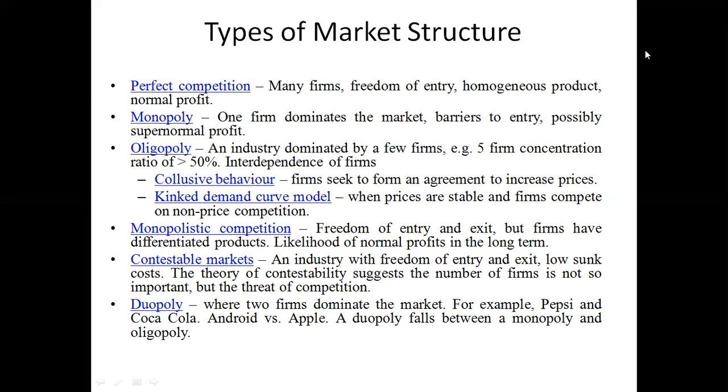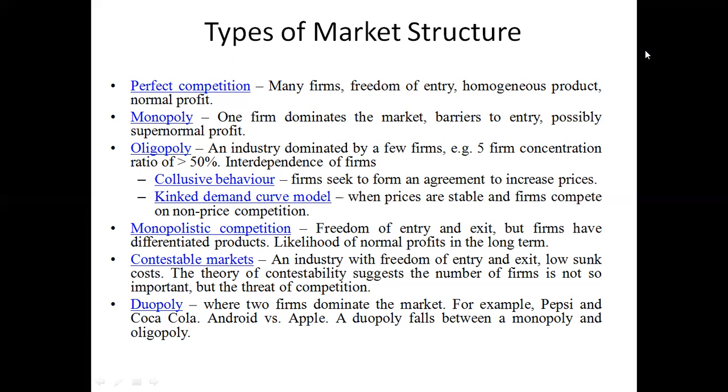Then the next is monopolistic competition, that is freedom of entry and exit, but the firms have differentiated products. So likelihood of normal profit in the long term is there. Then we have a contestable market. So it is an industry with the freedom of entry and exit. Low sunk cost is there. So the theory of contestability suggests the number of firms is not so important, but the threat of competition is important.